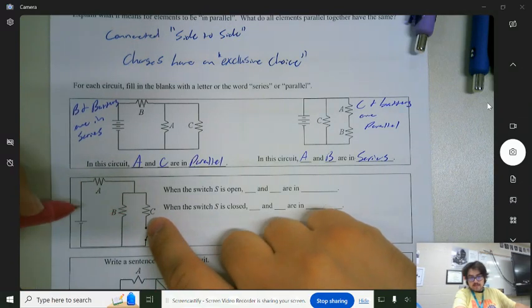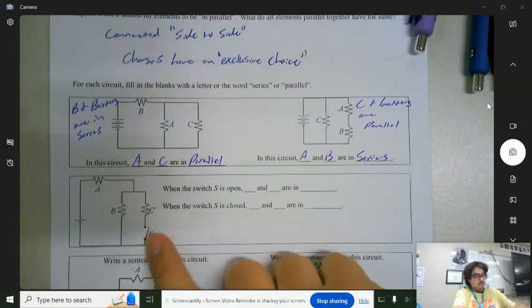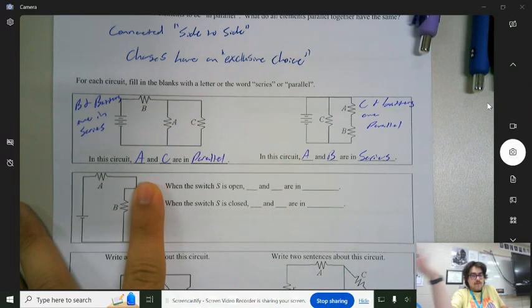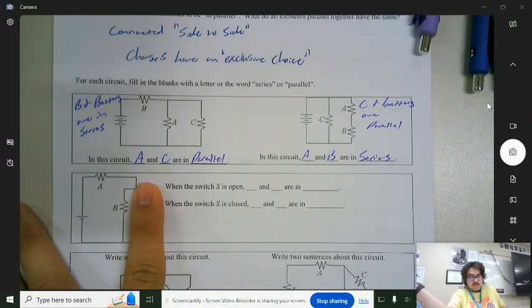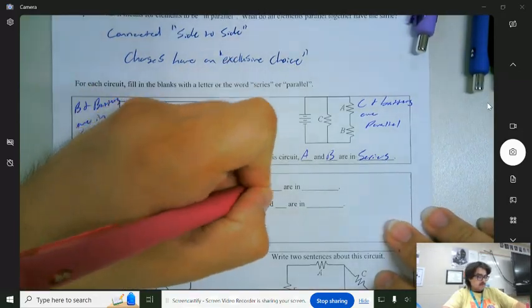Normally, if the switch is closed, they could pick either one. But if the switch is open, it's almost like this branch doesn't even exist, because there's no way to get through to the end from here. So if the switch is open, this branch is out, and you would say that A and B are in series with each other.